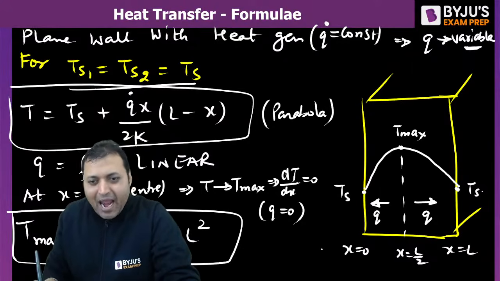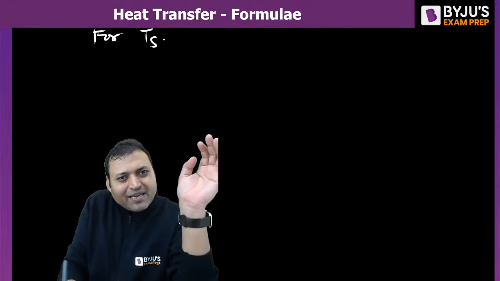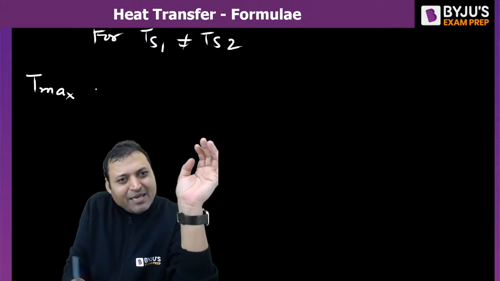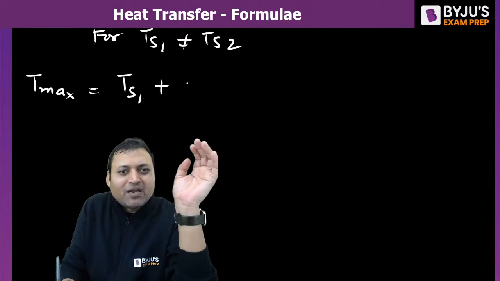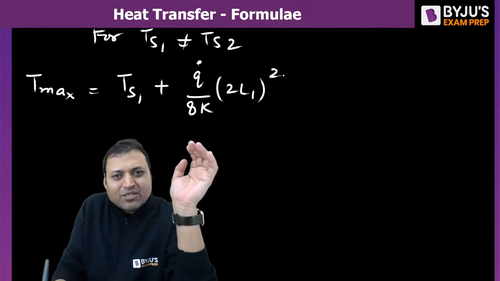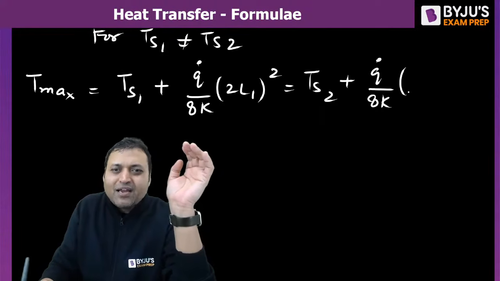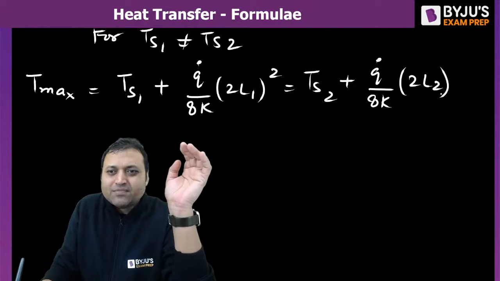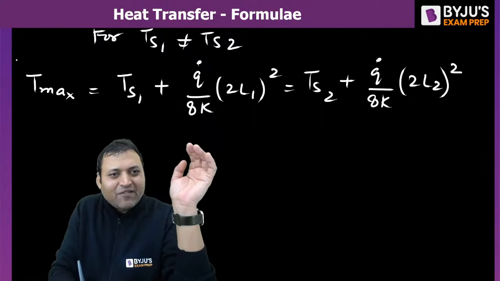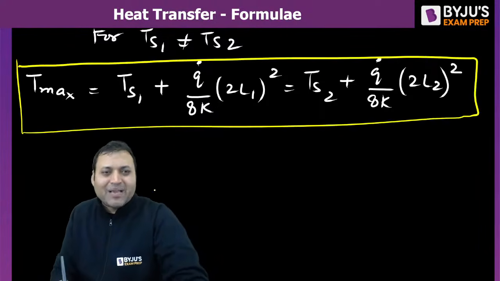And if TS1 is not equal to TS2, then we can write T maximum to be TS1 plus Q dot by 8K into twice of L1 square, or we can write TS2 plus Q dot by 8K into twice of L2 square. From here we can find out the maximum temperature. This is the formula for maximum temperature.